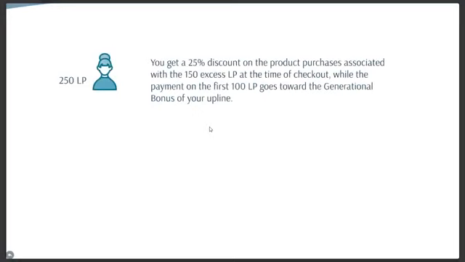So let's say that you do 250 LP in 1 month. You're going to actually get a 25% discount on the product purchases associated with that 150 excess LP at the time of checkout. So while the payment of the first 100 LP goes towards a generational bonus of your upline, you won't see anything from that, but you definitely will see a 25% instant discount at checkout on that 150 excess LP.